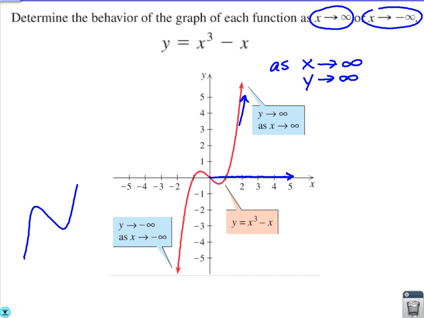Now let's talk about the other direction. As x approaches negative infinity, that's going this direction. As x gets smaller and smaller and smaller, notice your graph goes down. Your y value gets smaller and smaller and smaller. So as x approaches negative infinity, y approaches negative infinity. It goes down as well. That's pretty much a shortcut way of saying as x goes up, y goes up. As x goes down, y goes down. That's all you're saying in those terms. Okay.